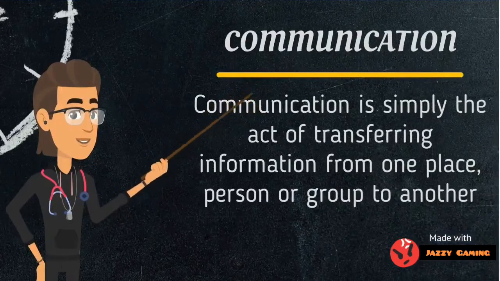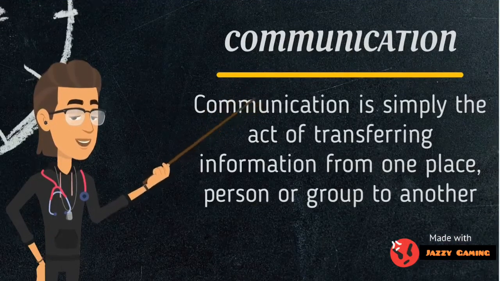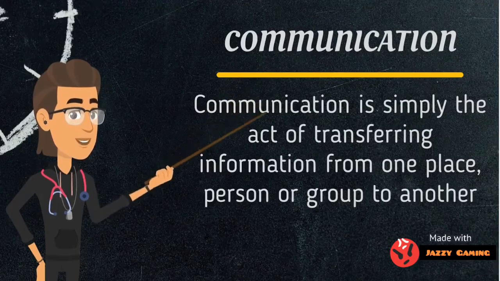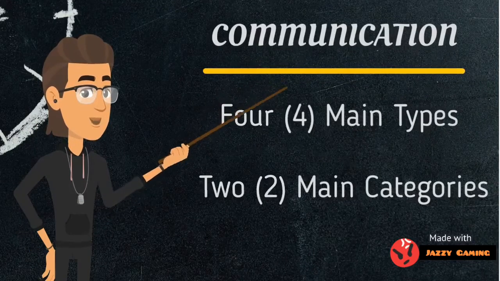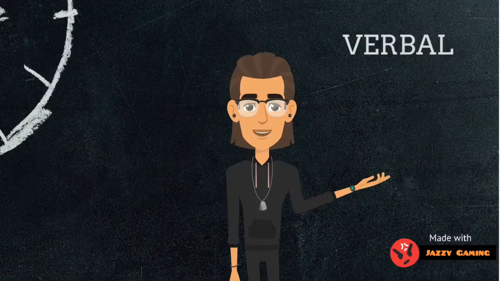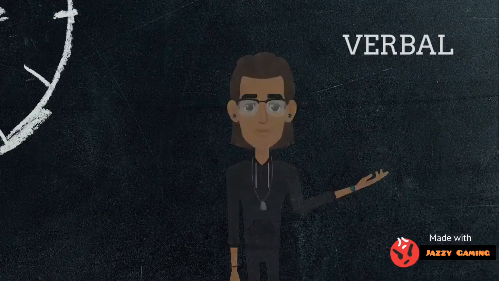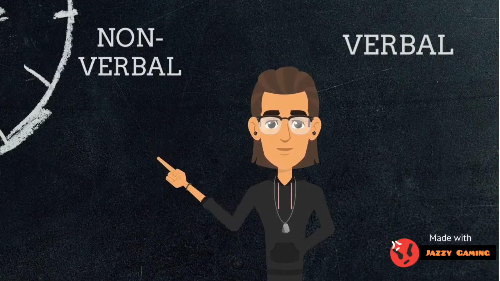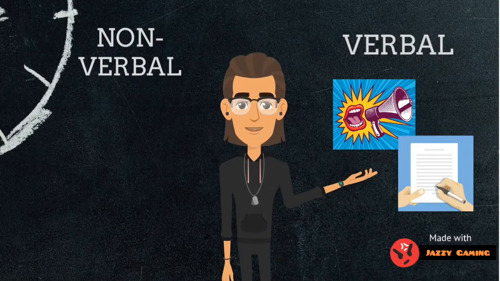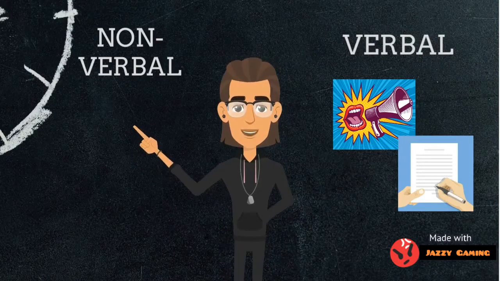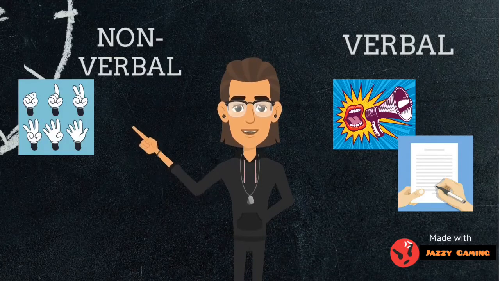Communication is simply the act of transferring information from one place, person or group to another. Being able to communicate effectively is one of the most important life skills. Communication is divided into four main types, and two main categories, which is verbal communication and nonverbal communication. Verbal communication includes oral communication and written communication, and nonverbal communication includes gestures and visual communication.